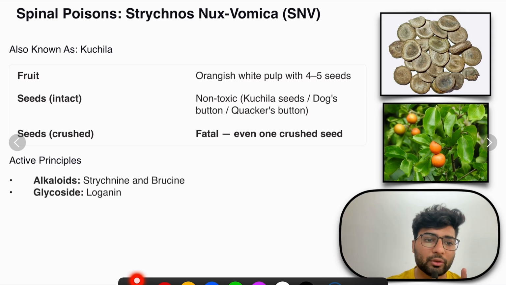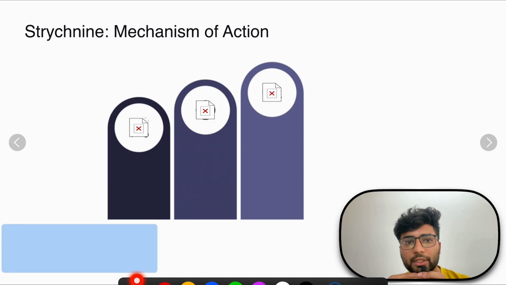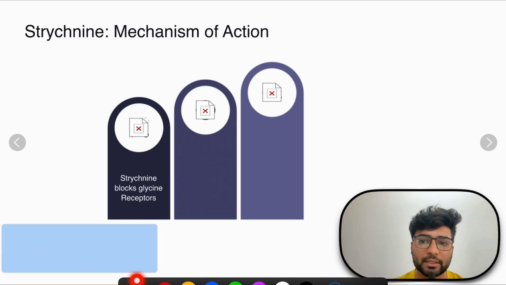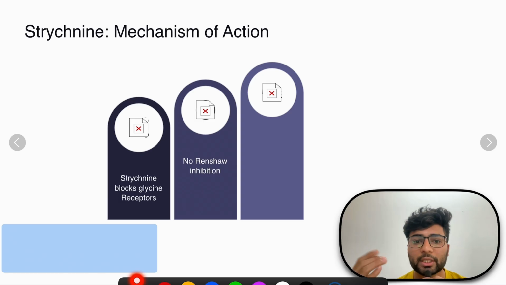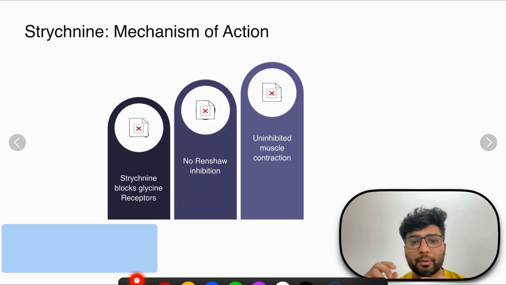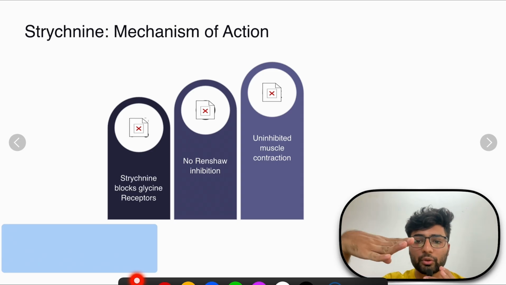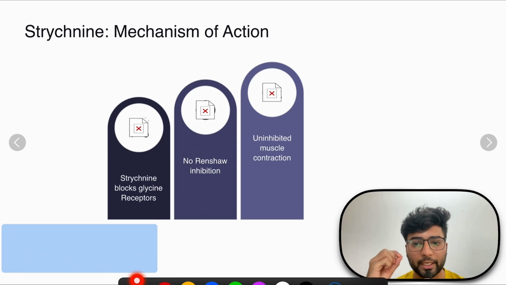The active principle here is strychnine. I explained what strychnine does at the level of the spinal cord. Other active principles are brucine and loganin. Now strychnine's mechanism of action: it blocks glycine receptors, so there is no Renshaw cell inhibition and there is uninhibited muscle contraction. This high muscle contraction causes those postures, risus sardonicus and the facial features, because the muscles are contracted in that state.